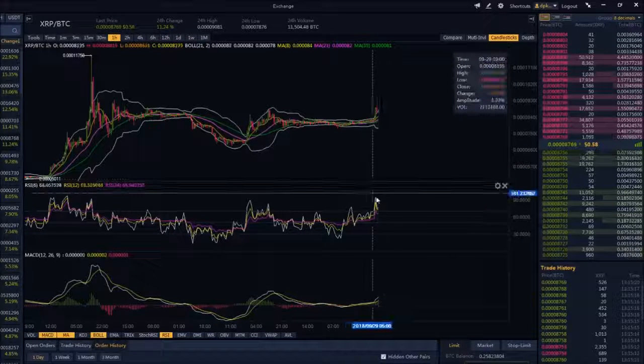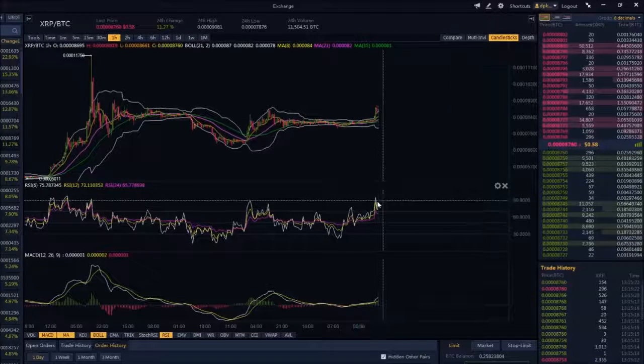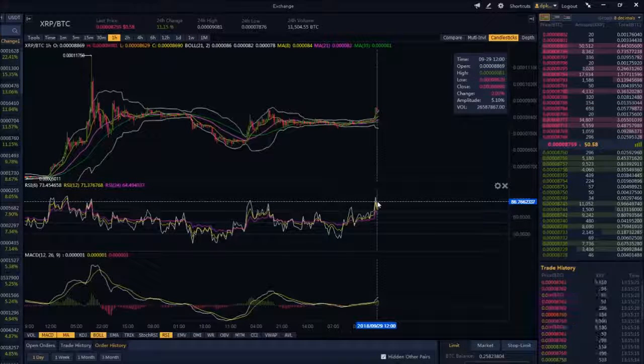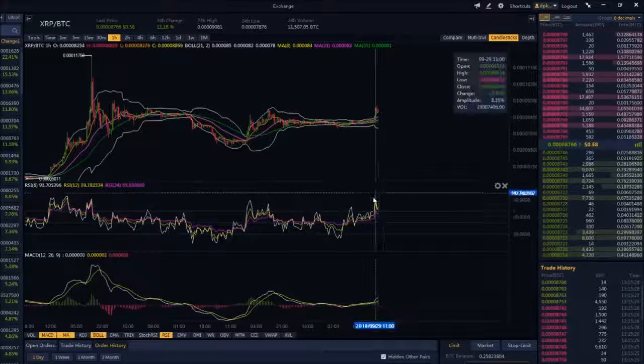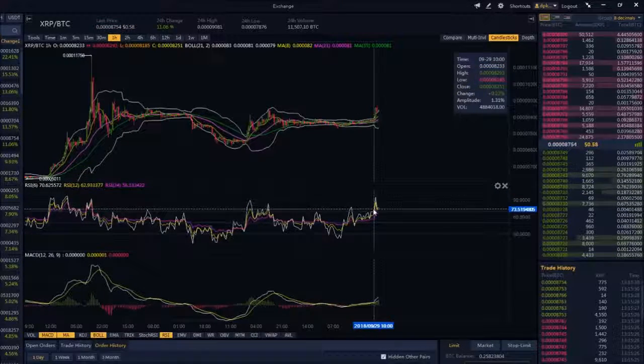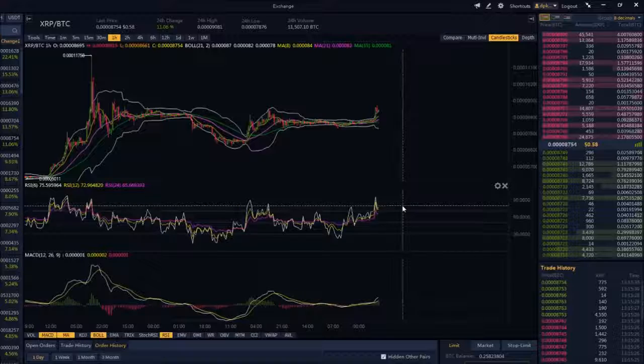Yeah, overbought. So if it's overbought, actually that indicates potentially there's going to be a lot of sell-off, or people want to buy more, even though it's overbought. People want to buy more. Who knows?